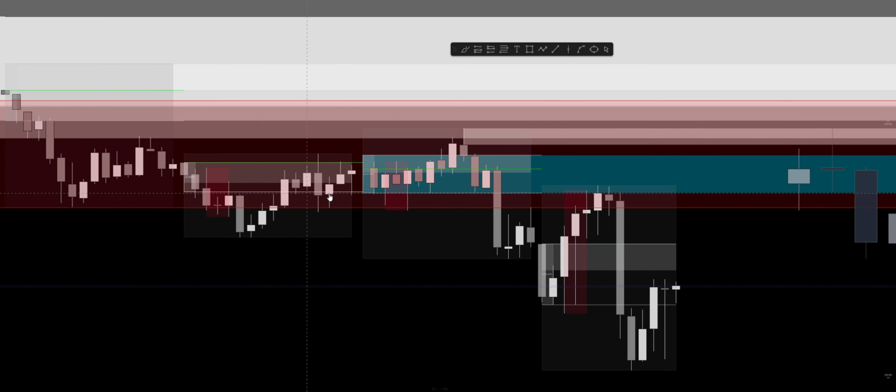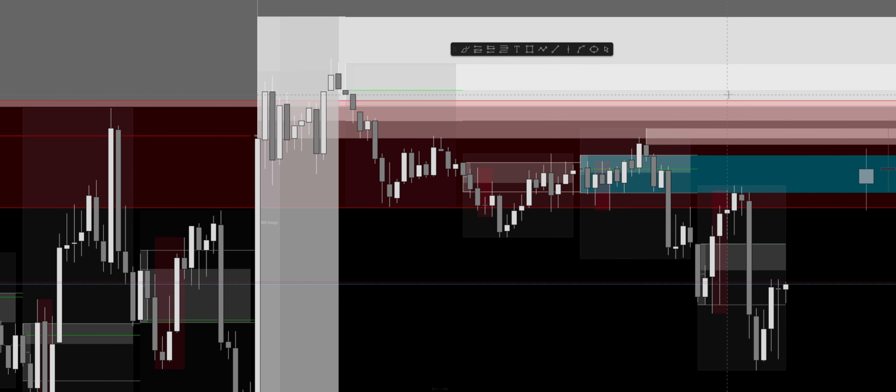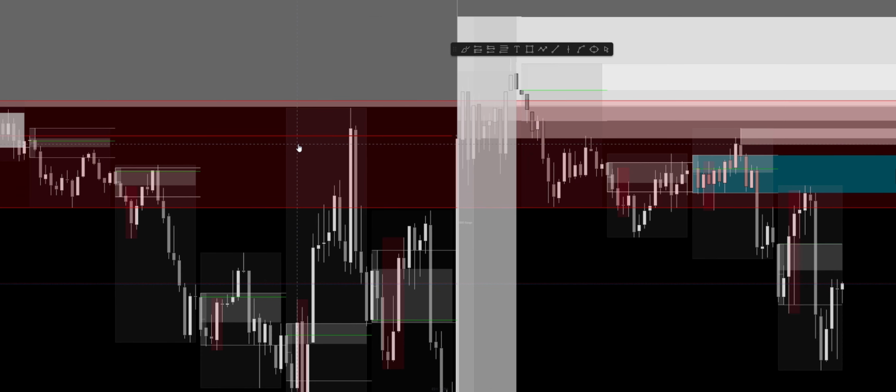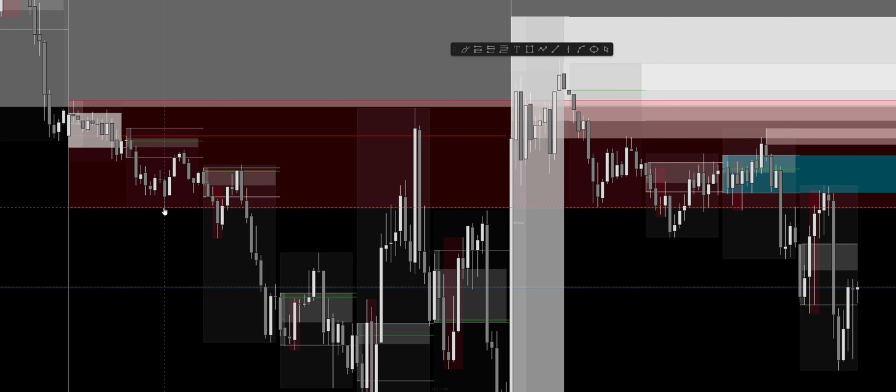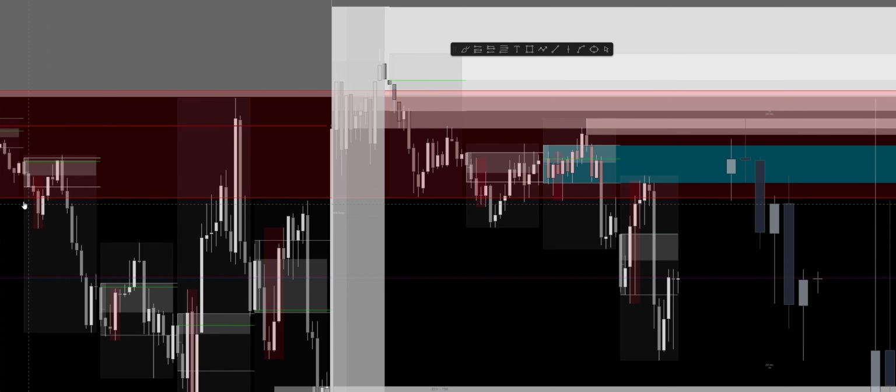I want us to take a look at this red box. This red box is our DCR. It is an accumulation of these two profiles from 6 o'clock to 11 o'clock on a Monday. And this is going to be the range the price is going to draw towards or reject off of through the week.